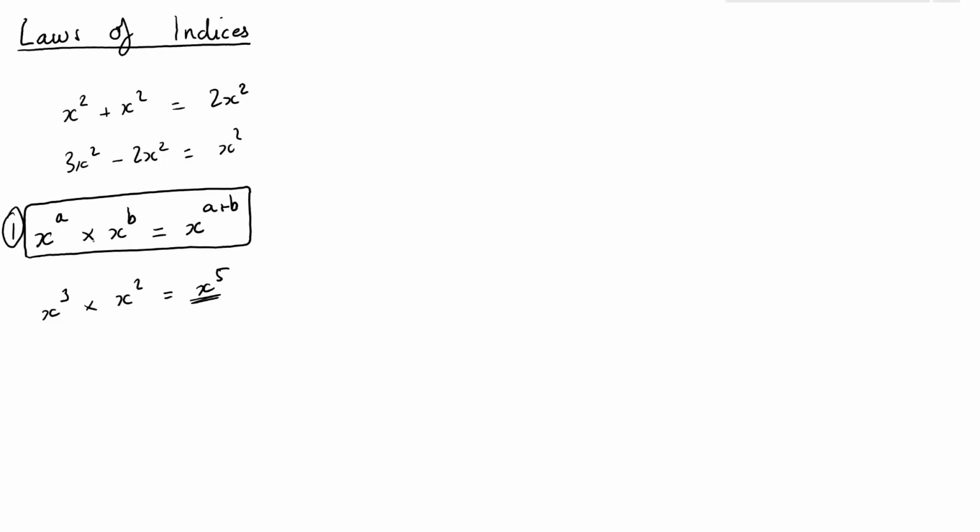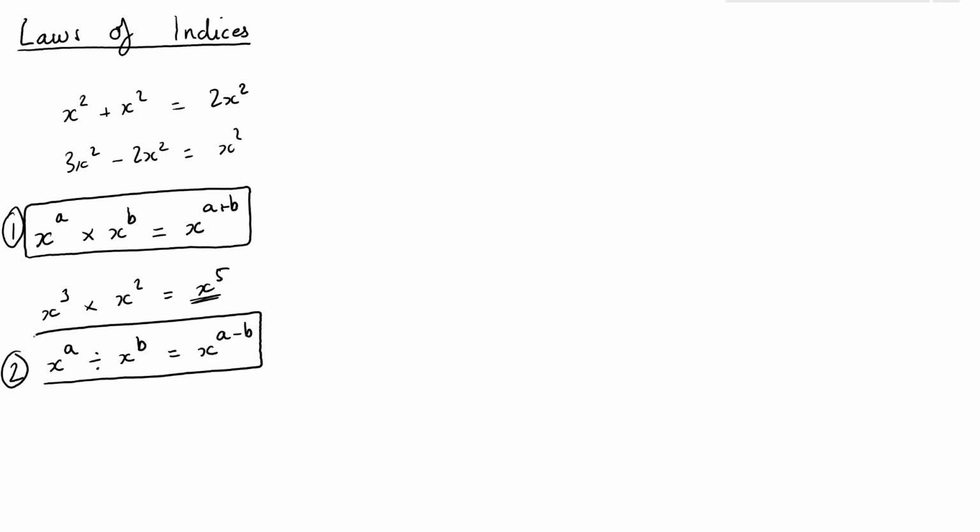Now, along with multiplying, we might also be asked sometimes to divide. So our second one is what happens if we have x to the power of a divided by x to the power of b. And we can see that if multiplication and division are opposites, when we multiply, we add these two. So when we divide, we're going to minus these two. So it becomes x to the power of a minus b.